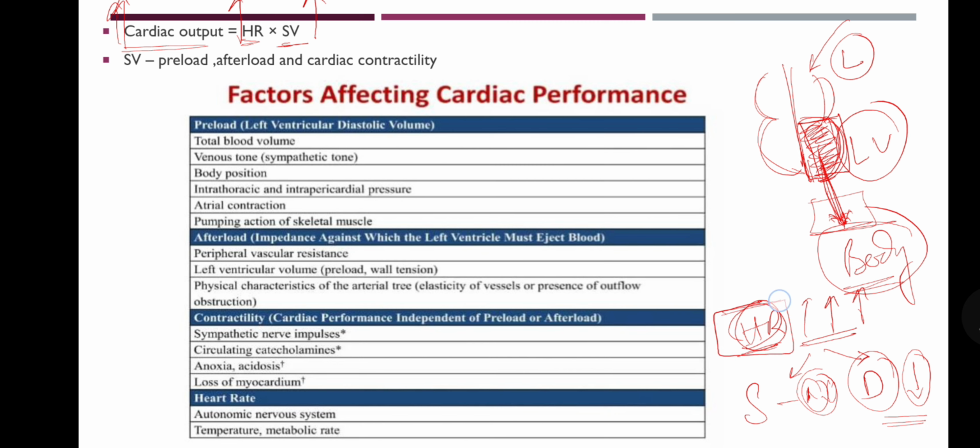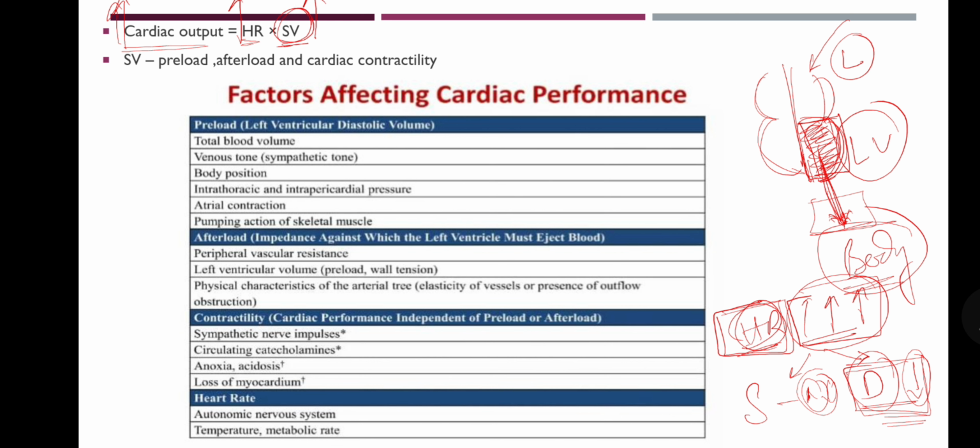So when there are signs of heart failure, there is tachycardia. We have to treat the tachycardia, because when there is tachycardia, there is decreased diastolic time and the diastolic filling is low. So we have to treat the tachycardia with a beta blocker to decrease the heart rate. And stroke volume means how much blood is ejected in one stroke from the left ventricle to the aorta.